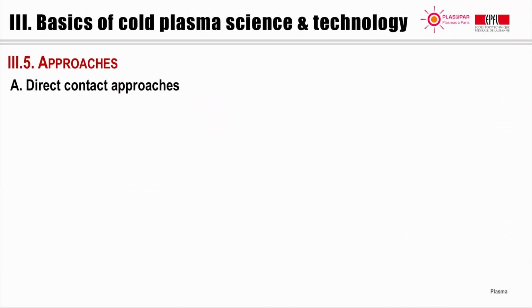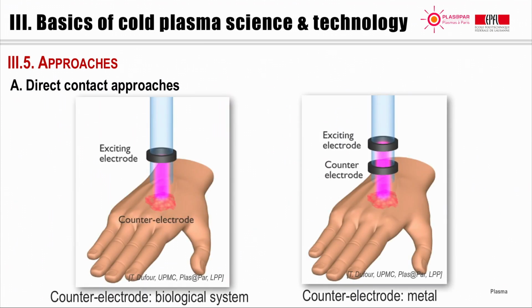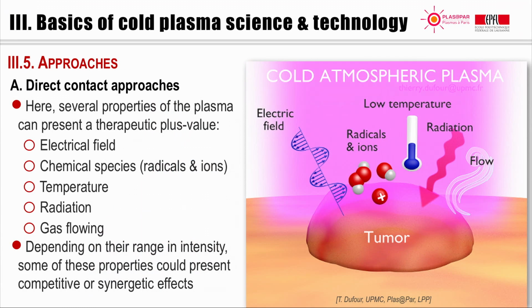These plasma sources can be used following direct and indirect contact approaches. In the direct contact approaches, the biological tissue or tumor is directly exposed to the plasma. One can distinguish the case where the biological system constitutes the counter electrode and the other case where the counter electrode is integrated to the DBD device. Here, several properties of the plasma can present a therapeutic value: the electric field, chemical species, radicals and ions, the gas temperature, radiation, the gas flowing. And depending on their range in amplitude and intensity, some of these properties could present competitive or synergetic effects.